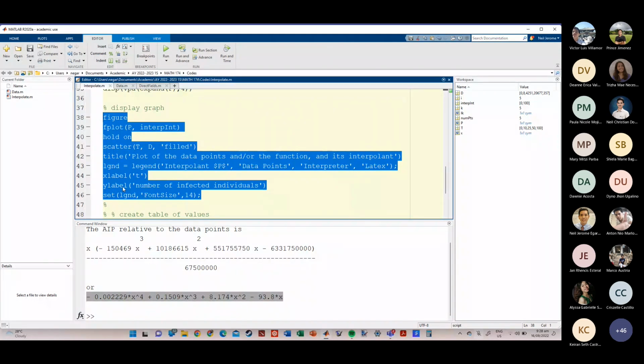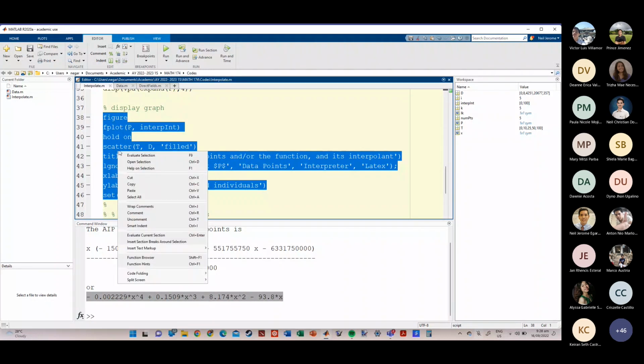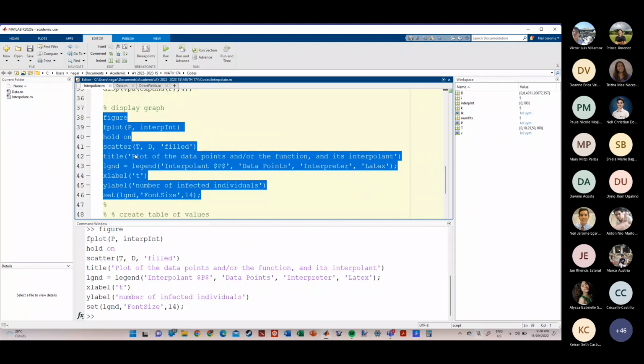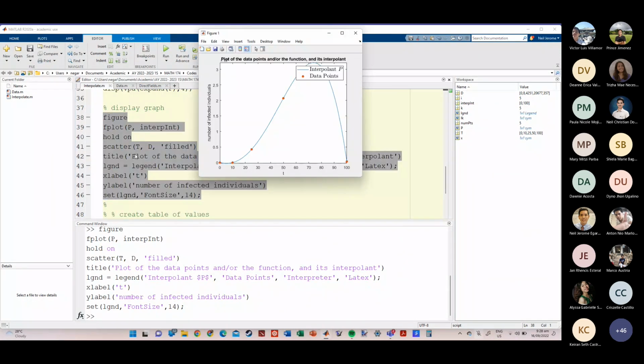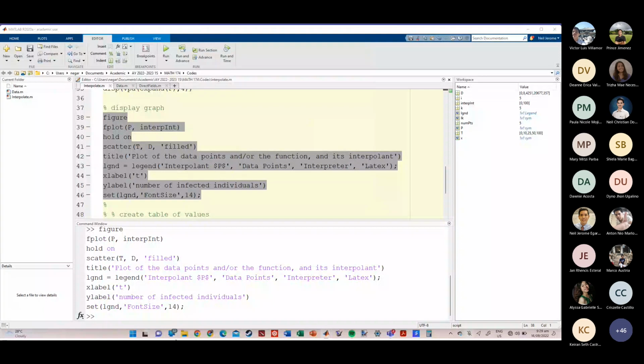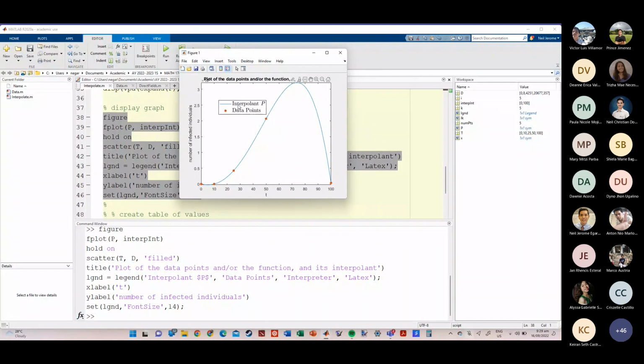And if you want to do that, highlight everything that you want to run, right-click, evaluate selection, or simply press F9. Evaluate selection, run siya, and ito yung figure na lumabas. And you will see, oops, what happened? Okay, there you go. Oops, lumipat siya ng screen. Yan. Pwede mong i-drag yung legend para mas madali siyang makita.